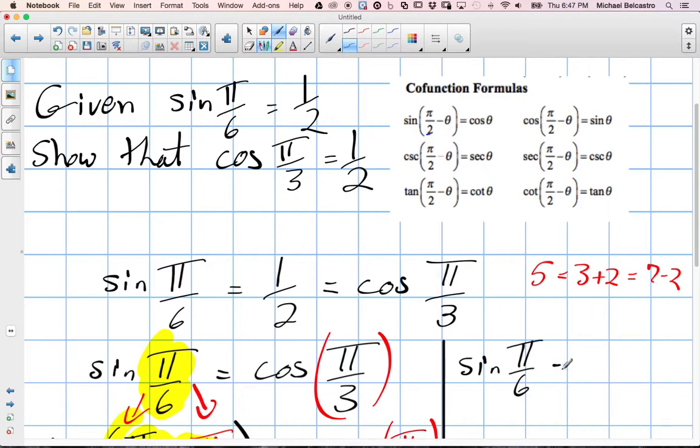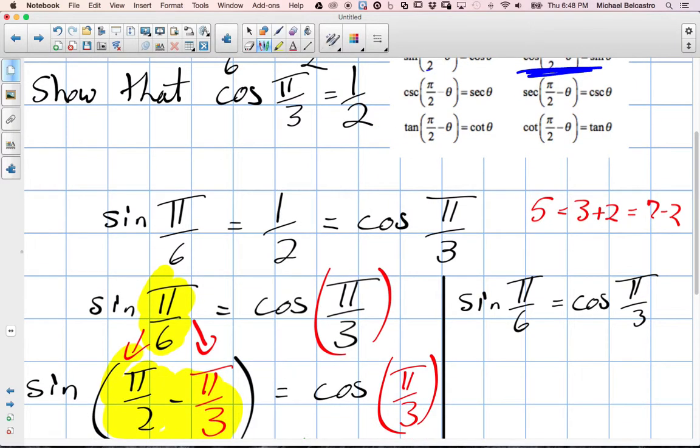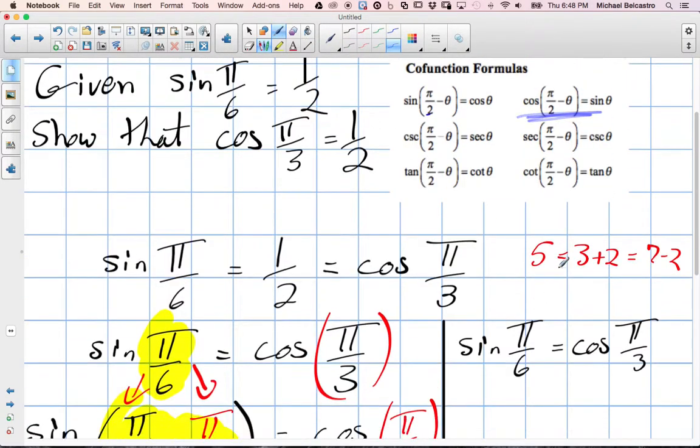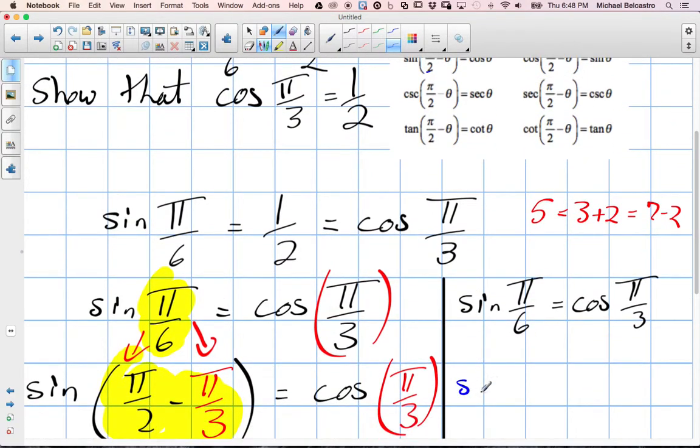That's sine pi over 6 is equal to cos pi over 3. Let's use this identity instead. Let's work with this concept. Cos pi over 2 minus theta is equal to sine. So I'll write that same formula out again. Let's do it in blue this time. In this case, there's no adapting the sine side of the equation. It's still sine pi over 6 is equal to cos of pi over 2.